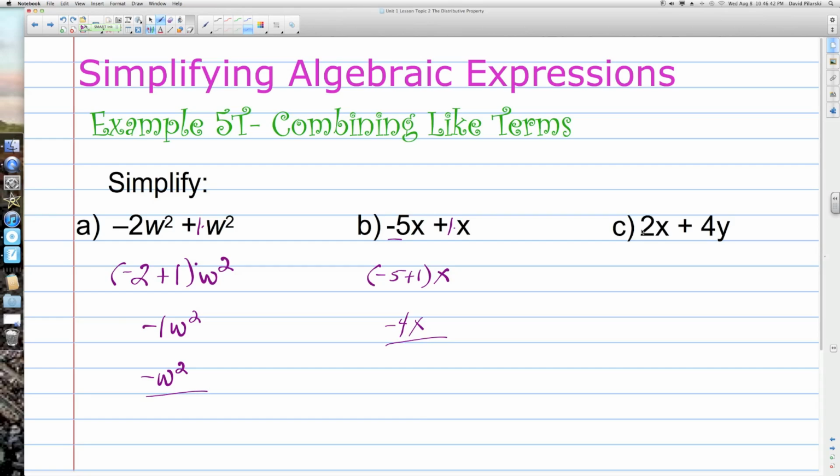In example C, we have 2x plus 4y. Now, what you need to notice is that this is x and this is y. These are not like terms, so we can't add them. Don't try to add these together and make this 6xy or 8xy. Don't try to put these together. We cannot add them because they are not like terms. And that's important to be able to recognize.